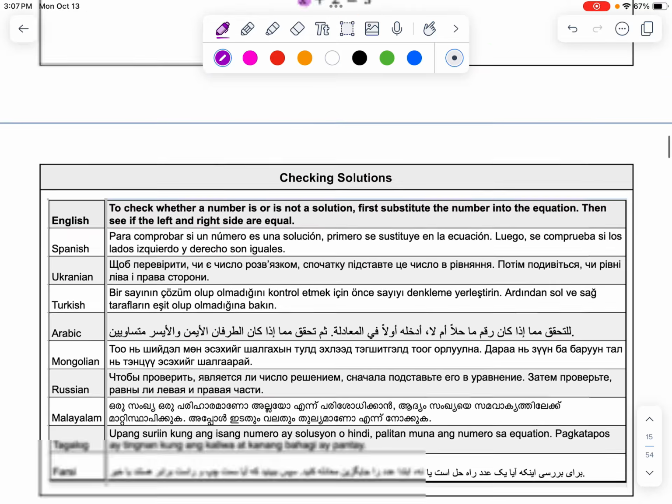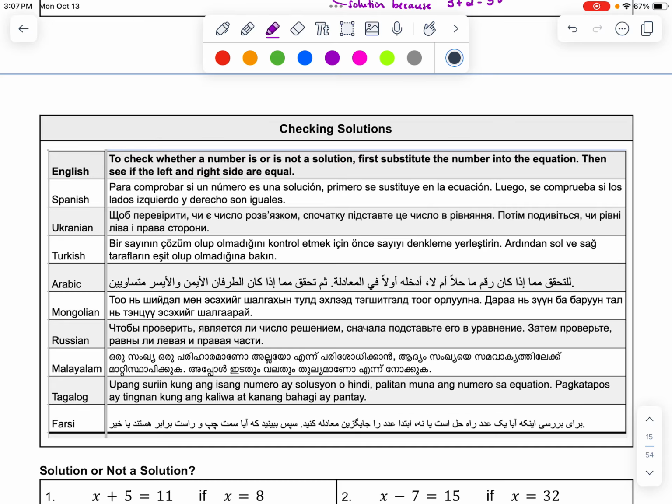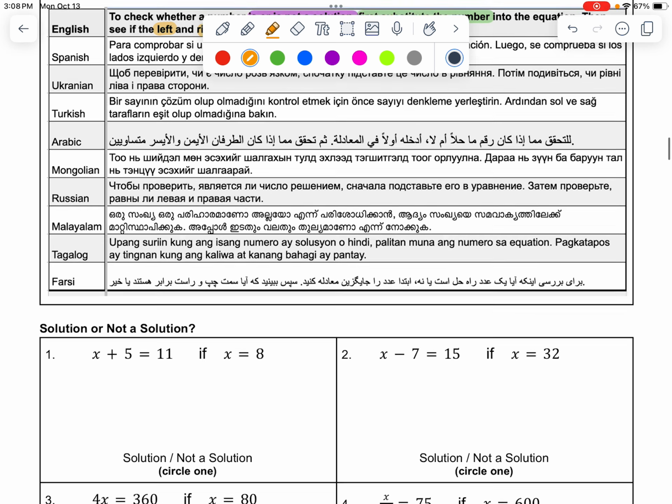Today, we will check whether a number is or is not a solution. First, we will substitute the number into the equation. Then we will check if the left and right side are equal. Here's an example.